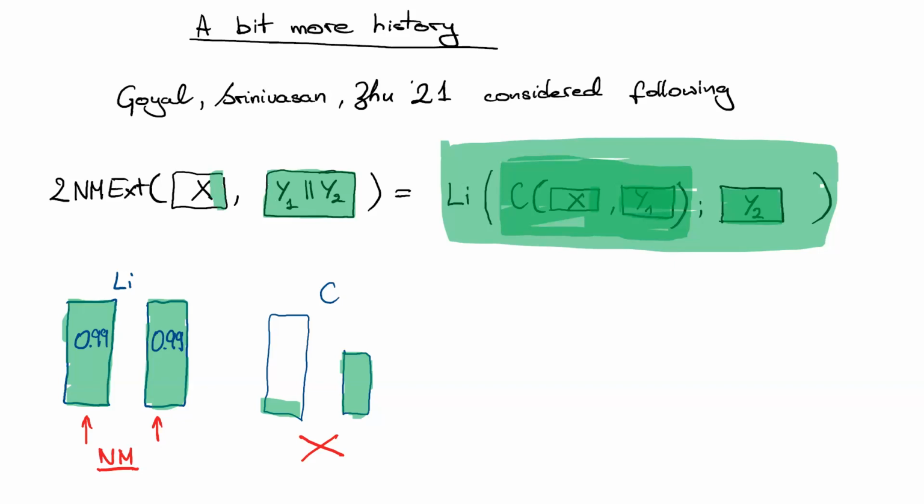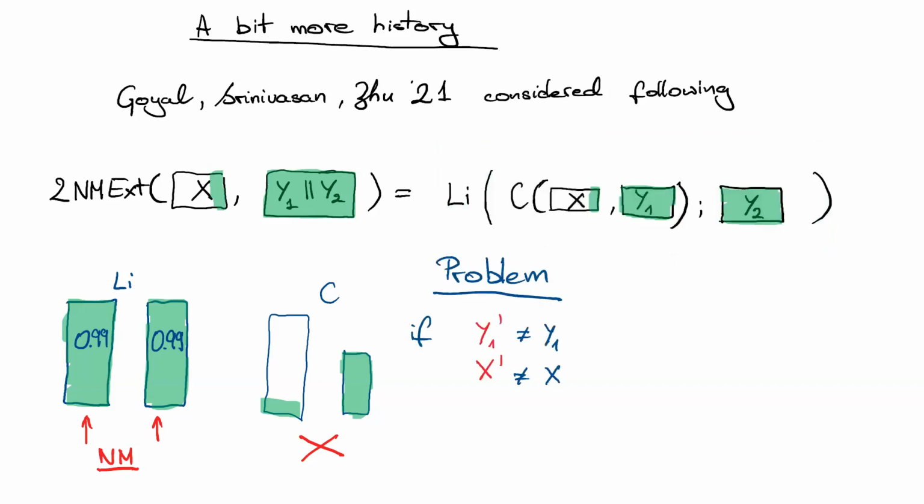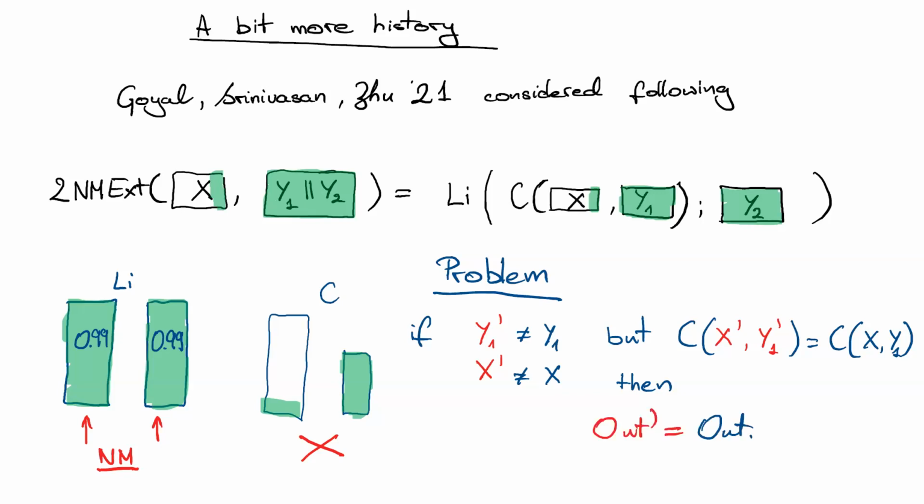C has no non-malleability property. So if you can find X prime and Y1 prime, such that, well, they are different than the originals, but the output of the C extractor stays the same, then, well, Li will not see any difference, right? Li will see Y2, and here he will see the output, which is the same. So the output prime will be equal to output. So they don't get full non-malleability, they get a weaker notion. It's sufficient for their application to network extraction, but it's not sufficient for all applications. So this is like a weaker version of non-malleable extractor.